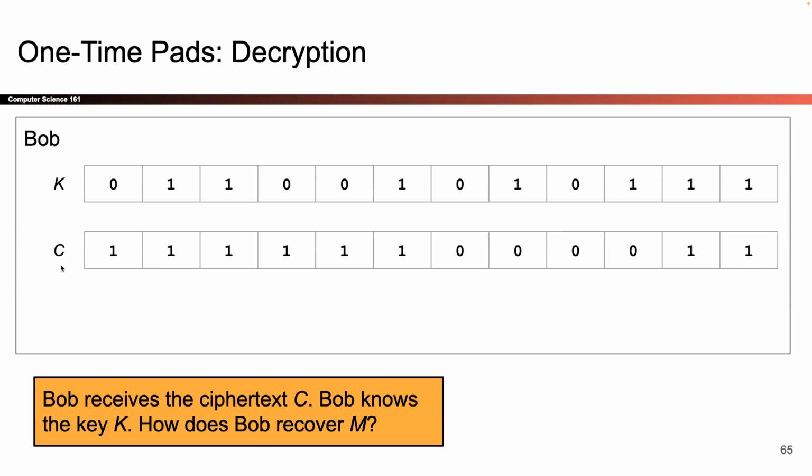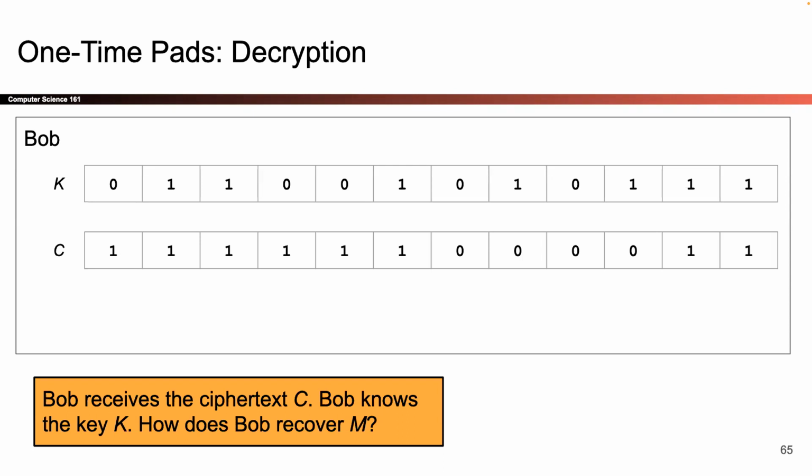Bob also knows C. Why? Because Alice passed it over to Bob over the insecure channel. So Bob knows both of these values. That's great. What does Bob not know? Bob doesn't know M. M was sent by Alice. So we have to figure out, as Bob, what's the value of M?